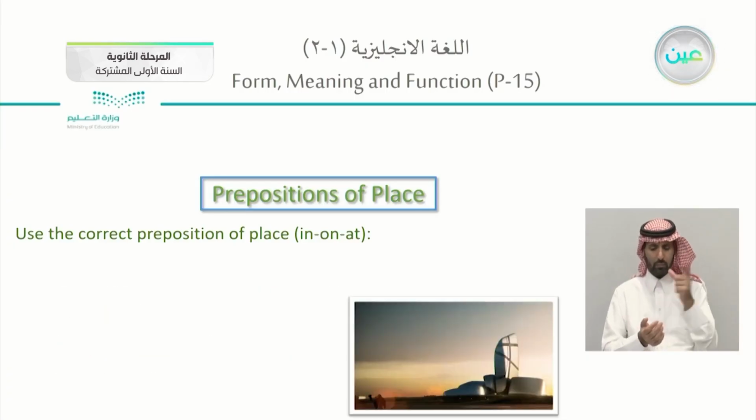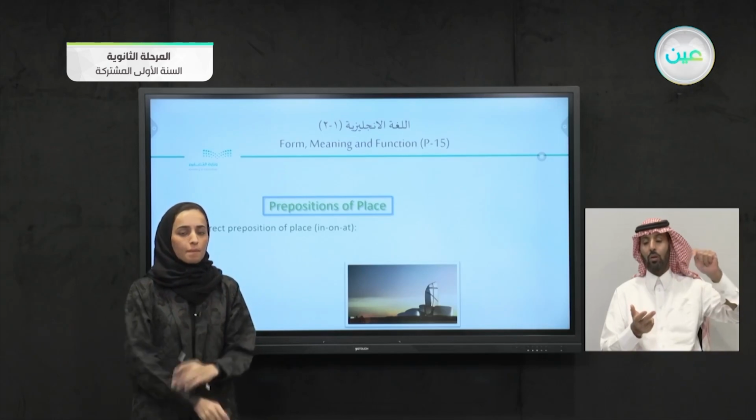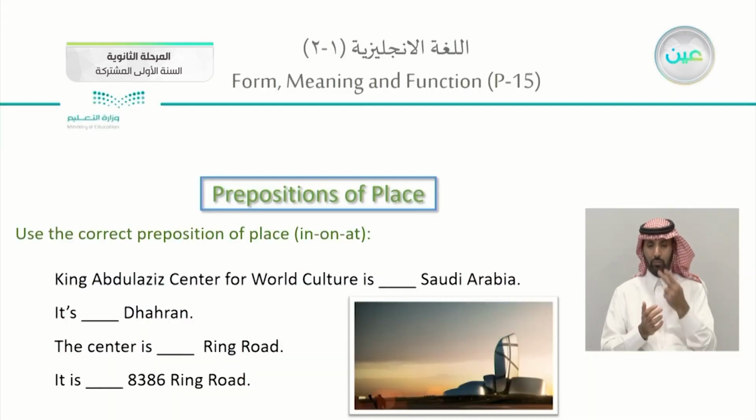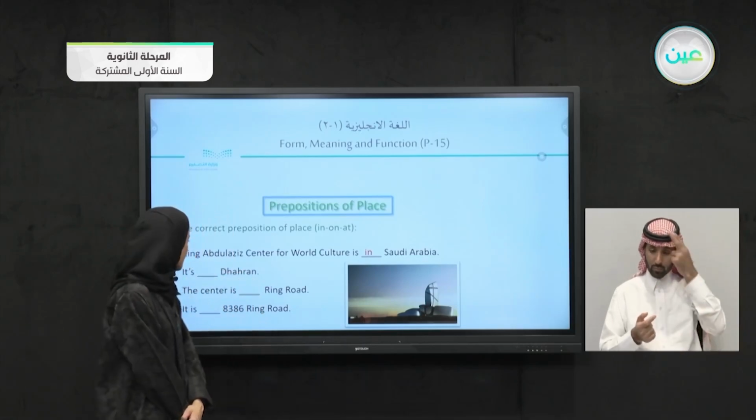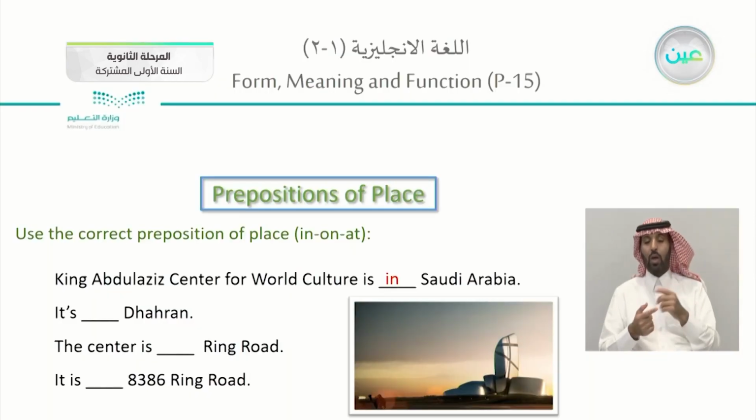How about another monument in here? Use the correct preposition of place as well, whether in, let's say for the big one, on, or at. We're speaking about King Abdulaziz Center for World Culture. Saudi Arabia, a country, in, on, or at? It's actually in Saudi Arabia because that's the name of a country. Then speaking about Dhahran, Dhahran is actually a city. So it is in Dhahran.